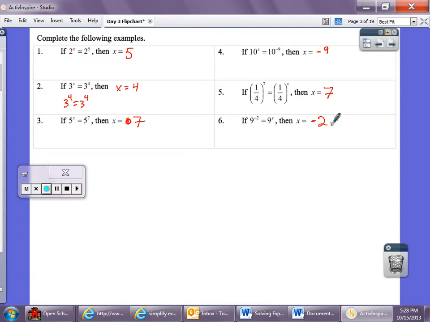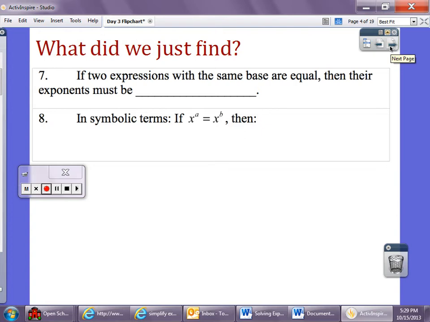So if you notice, these are all just equal to each other. Well, what did we just find out? If 2 expressions with the same base are equal, then their exponents must also be equal. So our symbolic terms, if x to the a equals x to the b, then what we know is that a is equal to b.